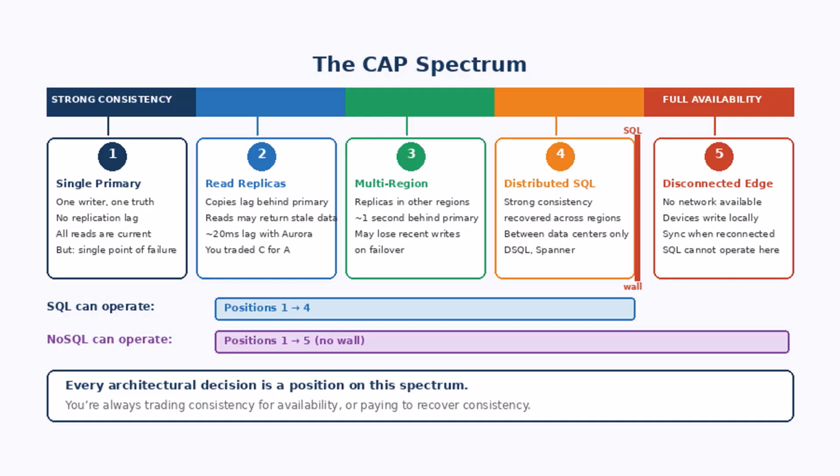OpenAI proved you can serve 800 million users from position 2. DSQL proved you can recover consistency at continental scale. MongoDB Device Sync proved you can build applications that work with no network at all. They're all valid. The art is knowing which one is yours.